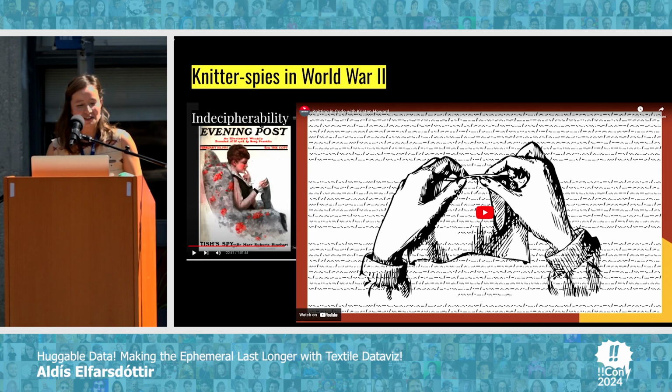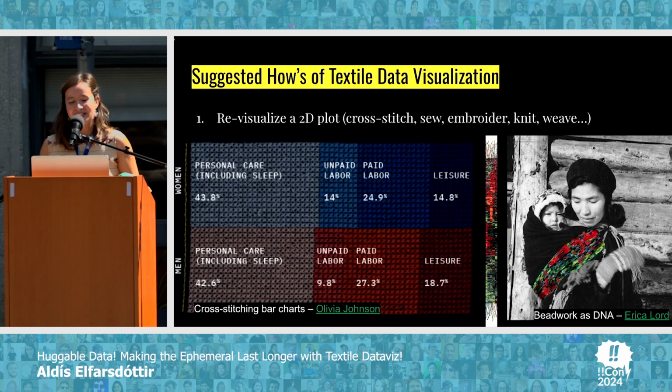So in case you're inspired by any of these examples, I encourage you to try some of these how-tos and use your creativity to guide you. But basically, you can revisualize any 2D plot in the form of your choosing. If you already know how to do cross-stitching and sewing, or if you want to learn how to embroider and knit and weave, these are all possible ways of visualizing your data in textiles.